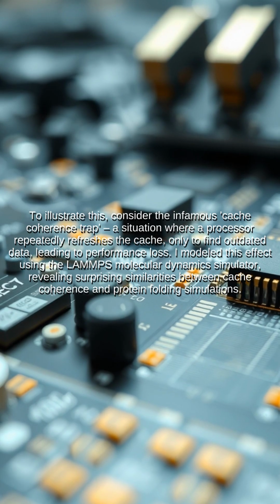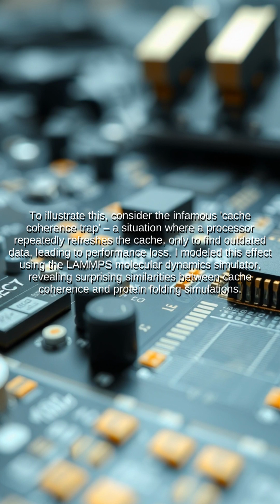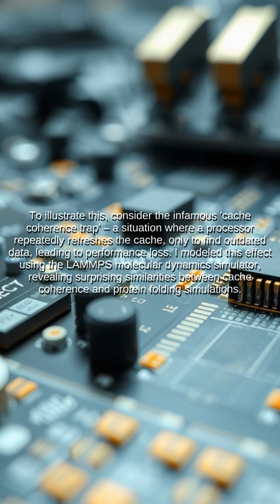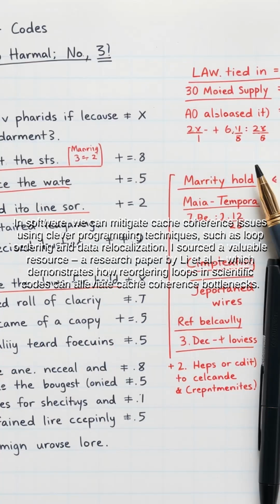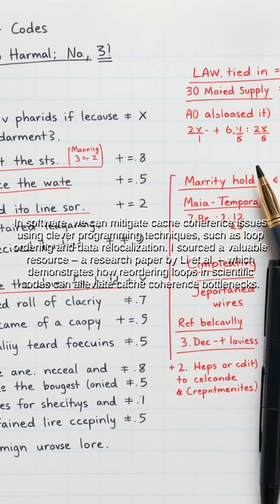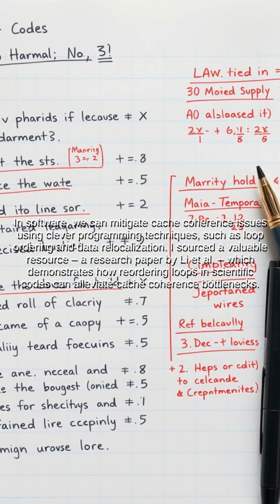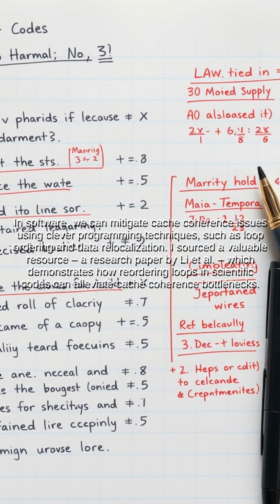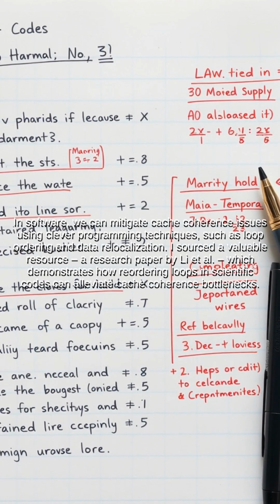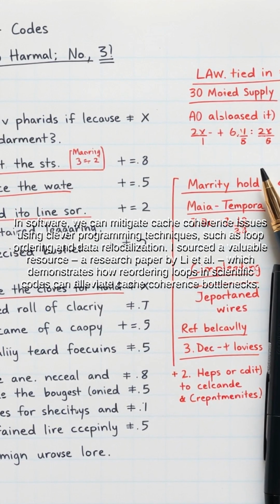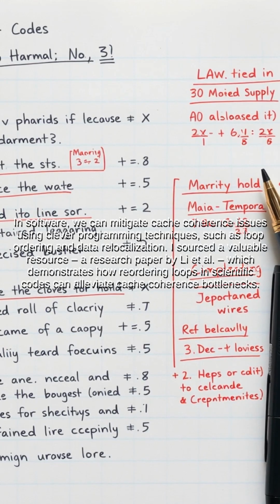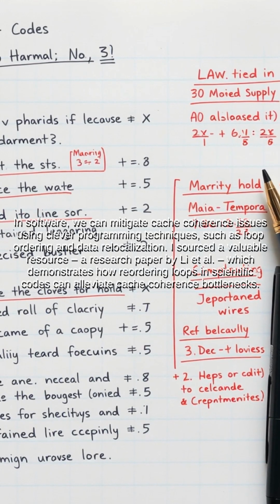I modeled this effect using the LAMPS molecular dynamics simulator, revealing surprising similarities between cache coherence and protein folding simulations. In software, we can mitigate cache coherence issues using clever programming techniques, such as loop ordering and data relocalization. I sourced a valuable resource, a research paper by Lee et al., which demonstrates how reordering loops in scientific codes can alleviate cache coherence bottlenecks.